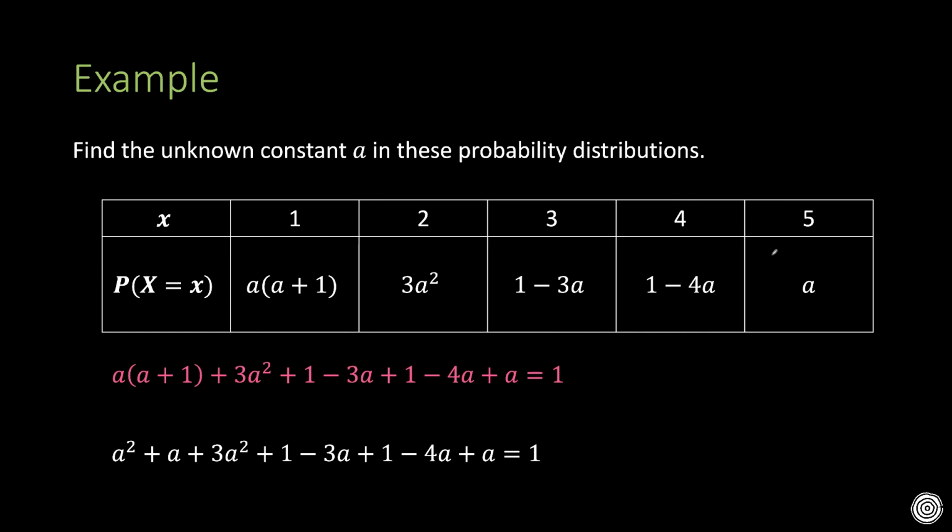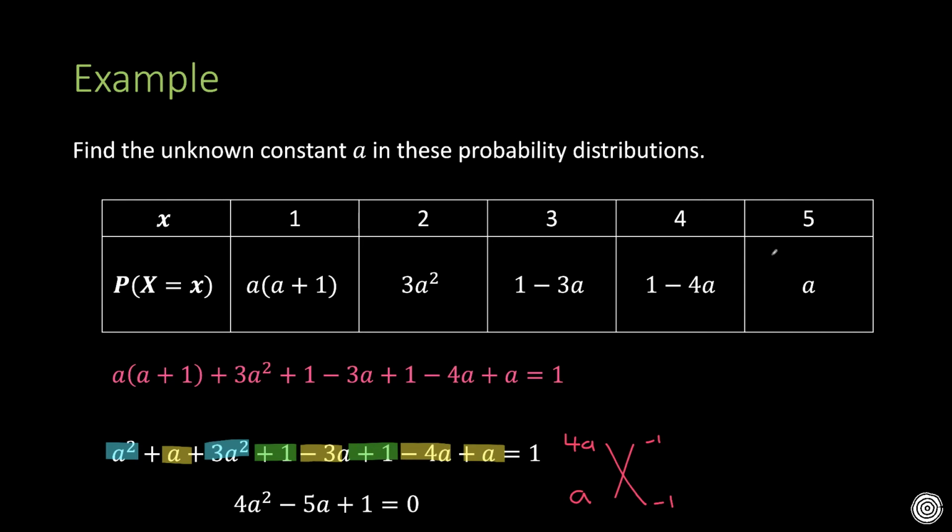I've expanded that first bracket, leaving me with that. I've then collected the like terms, and I'm left with 4a squared minus 5a plus 1 is equal to 0. As you can see, it's just algebra from this point onwards. I'm then going to factorize this quadratic, and I'm left with 4a minus 1, a minus 1 equals to 0, and that is a equals to a quarter and a equals to 1.